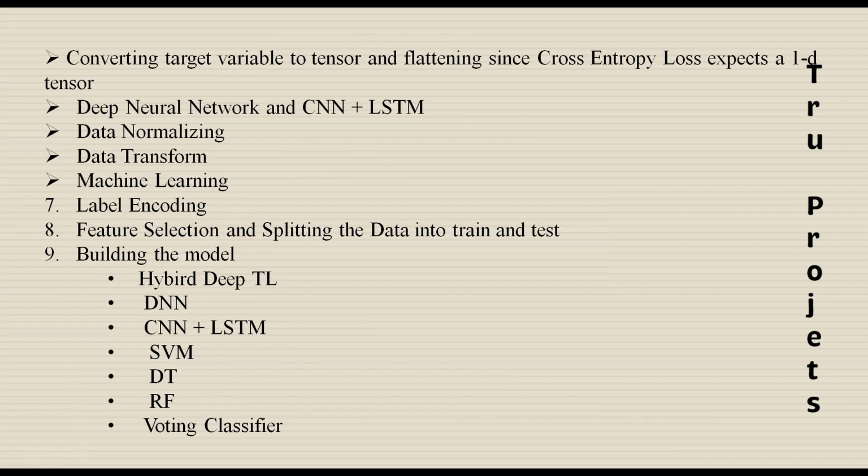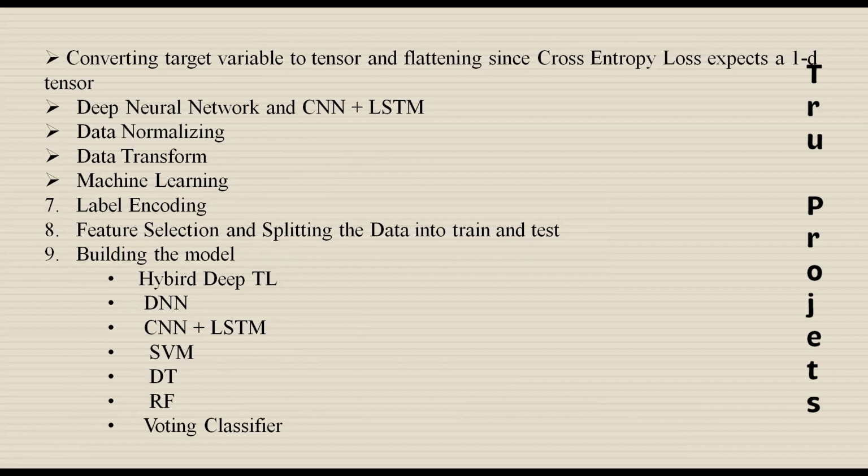Data normalizing. Data normalization is the process of scaling data to have a common range, typically between 0 and 1. This ensures that all features contribute equally to the model and helps in improving training convergence.